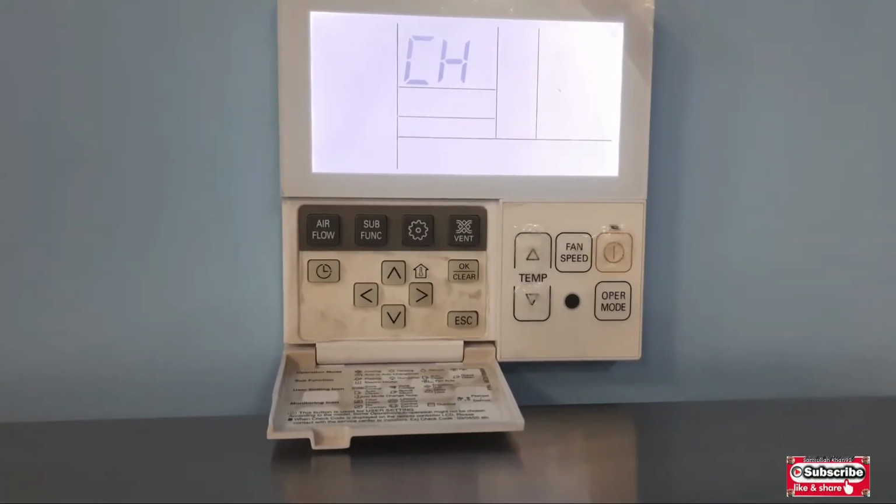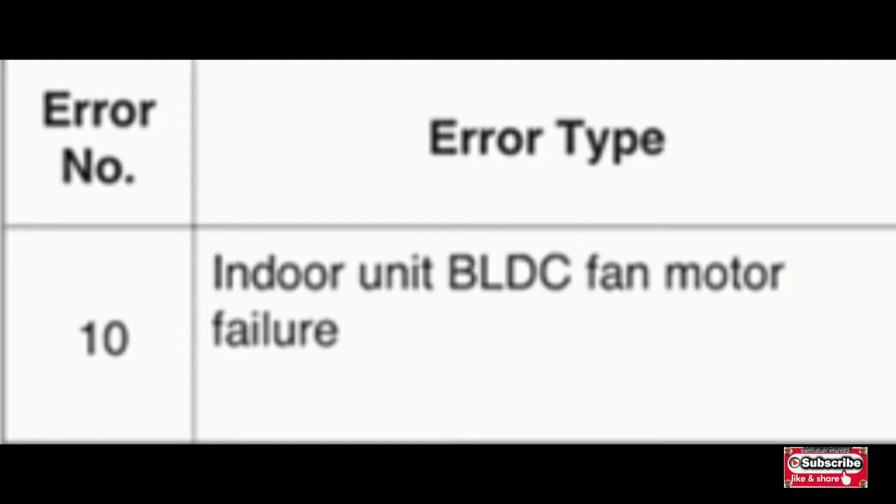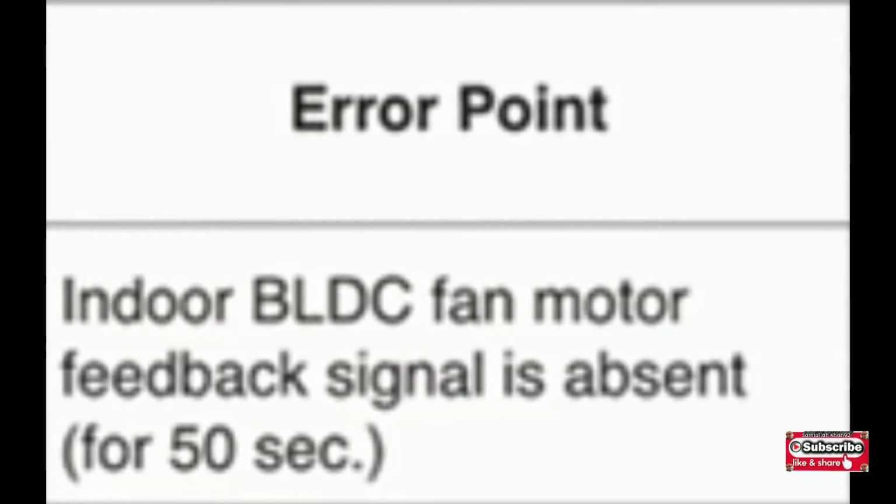So we will discuss why this CH10 is coming. Our machine is not running at that time. So error number 10, error type is indoor unit BLDC fan motor failure. So it tells you the BLDC fan motor failure is coming. That's why this error came. Let's see the error point. What is the error point? The main point is indoor BLDC fan motor feedback signal is absent for 50 seconds. When you run the machine, your fan motor will be running, but the feedback signal is not coming back to the PCB board. That's why this error code is coming.